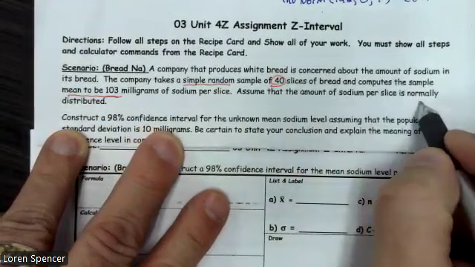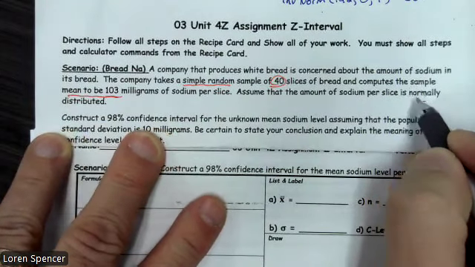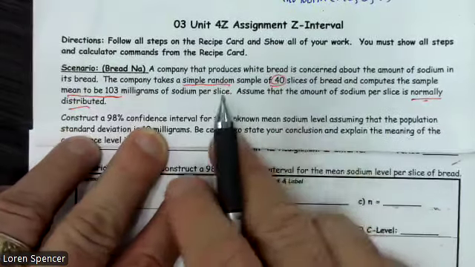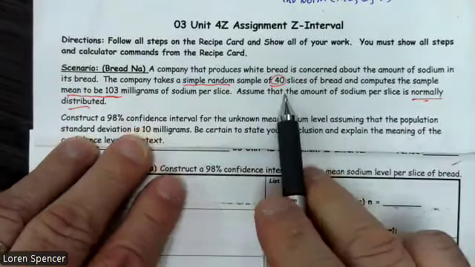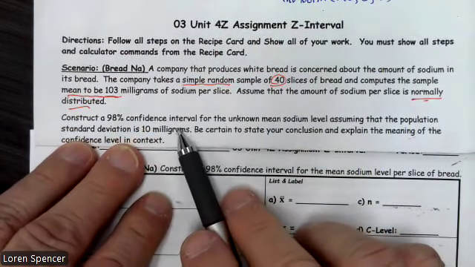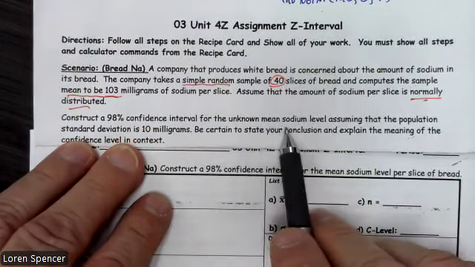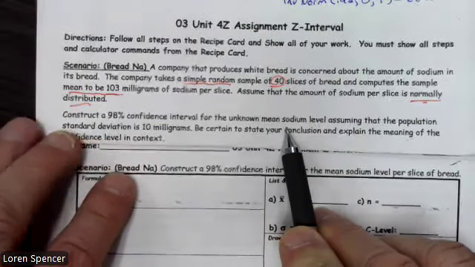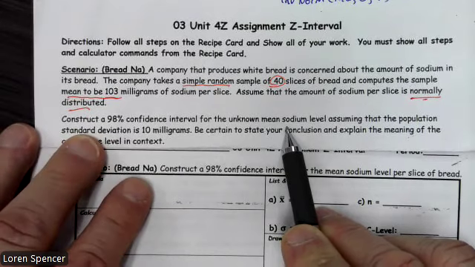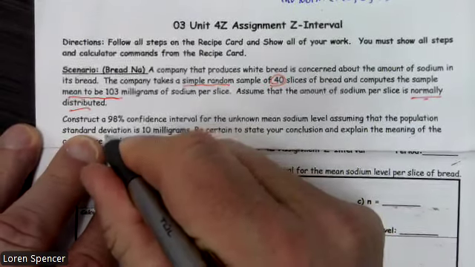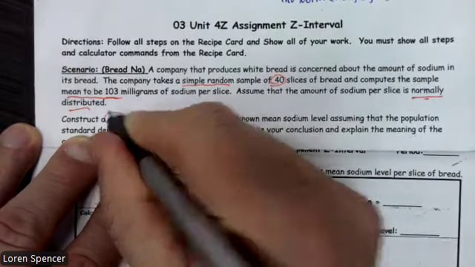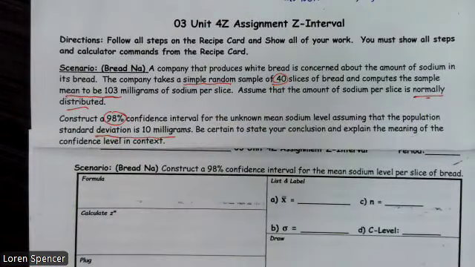Assume that the amount of sodium per slice is normally distributed. All right, that's important to know. But even if it weren't, we would be fine, because we have a sample size that's large enough. So construct a 98% confidence interval for the unknown mean sodium level, assuming that the population standard deviation is 10. So we have a population standard deviation of 10, and we have a confidence level of 98%.